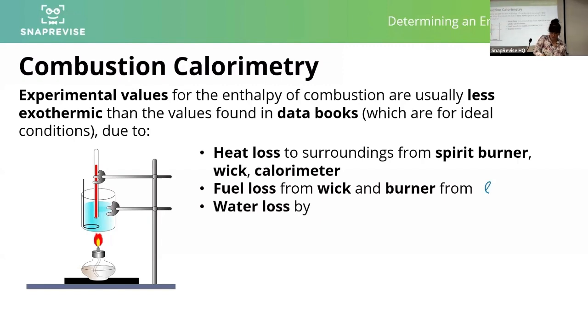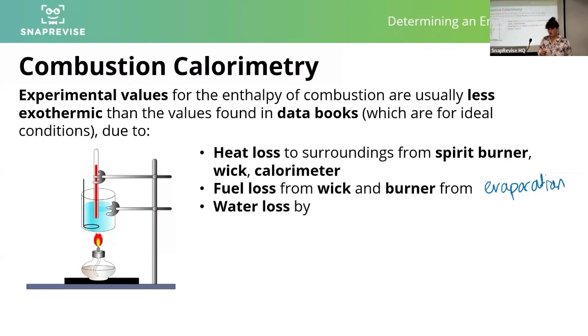From evaporation. So the fuels tend to be quite, what's the word? Volatile. That means they turn into the gas state easily at room temperature. So that means they evaporate easily. So we could get fuel loss from the wick and from the burner, which would mean that our mass of the fuel that has burnt looks bigger than it actually was. So that can cause issues.